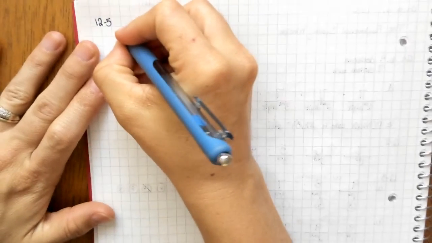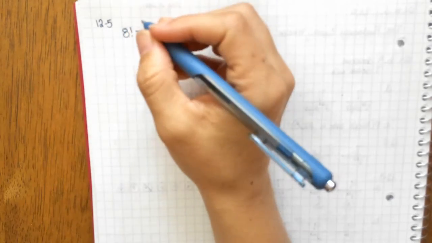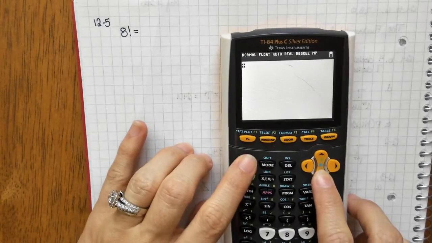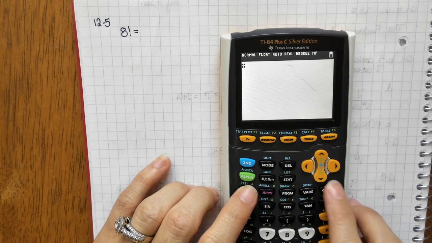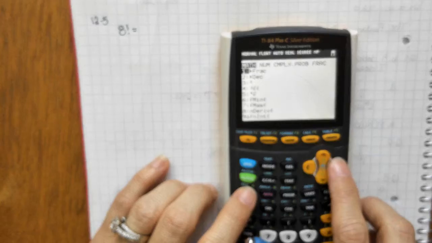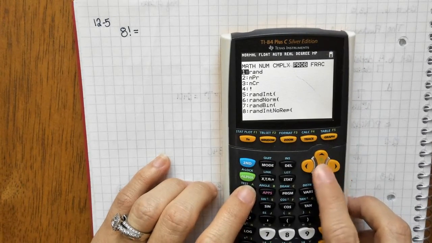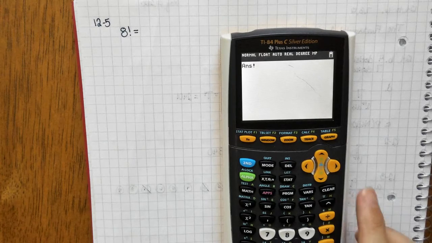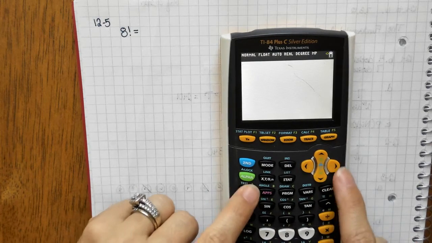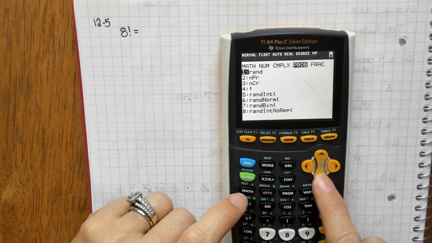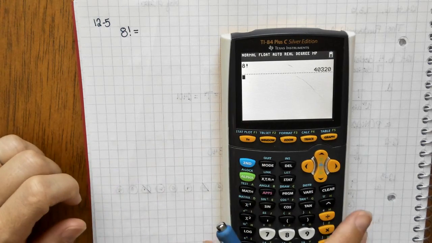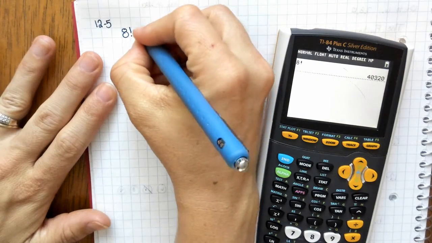So what 8 factorial is, actually I'm not going to tell you how to do that yet. So on the graphing calculators here, to get that, you hit math, go over to probability, and then you want this guy, number 4, it's the exclamation mark. I should have typed my 8 in first. So 8, math, probability, exclamation mark. So 8 factorial is 40,320.